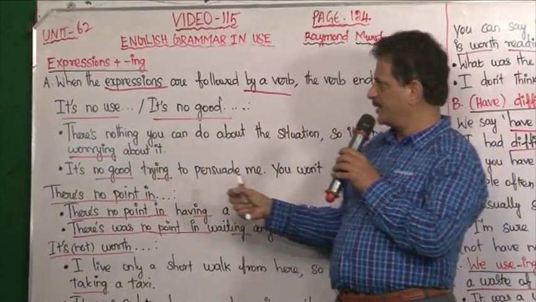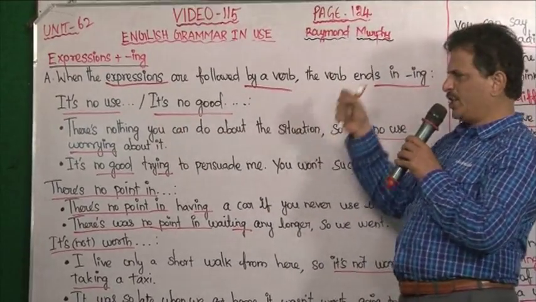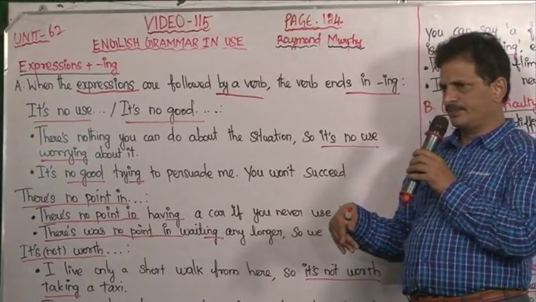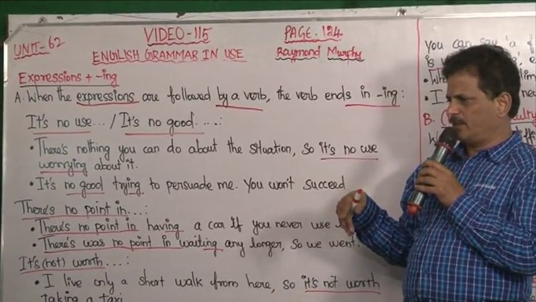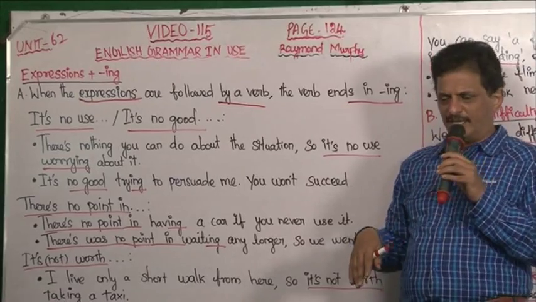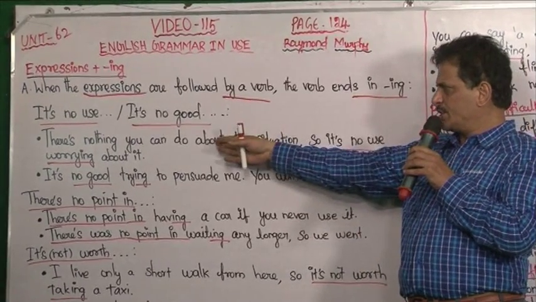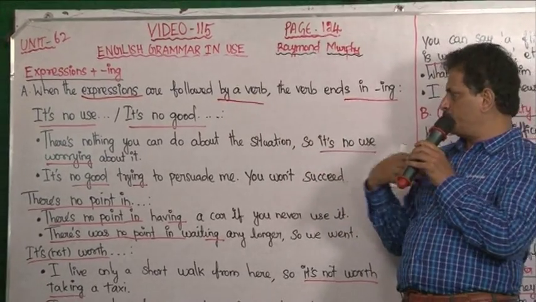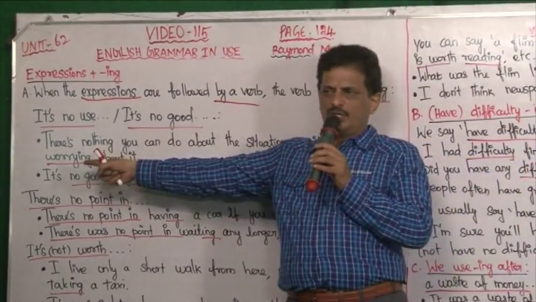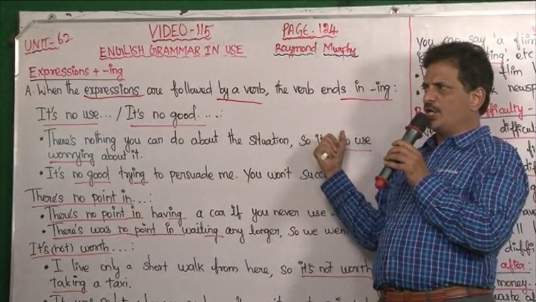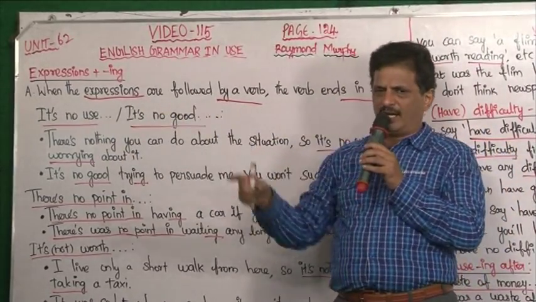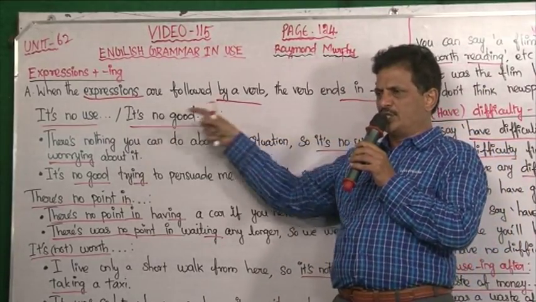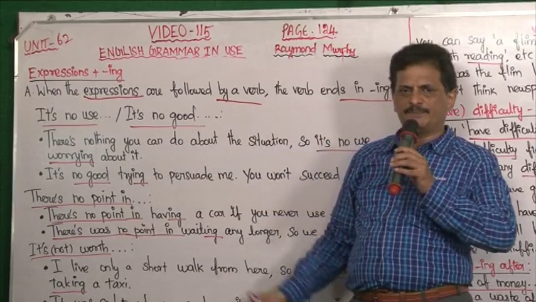Able to understand? There is nothing you can do about the situation. The situation is very bad. Heavy rain in Chennai. Most of the houses are flooded. So there is nothing you can do about the situation. We cannot do anything about the situation. It is no use worrying about it. After this expression, it is no use, you are using verb plus ing. It is no use worrying about it.